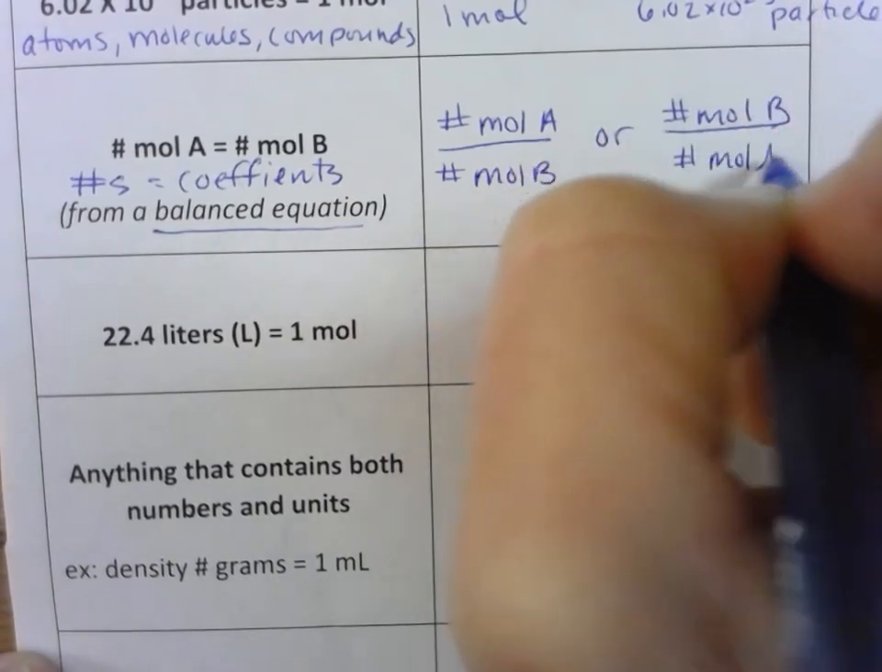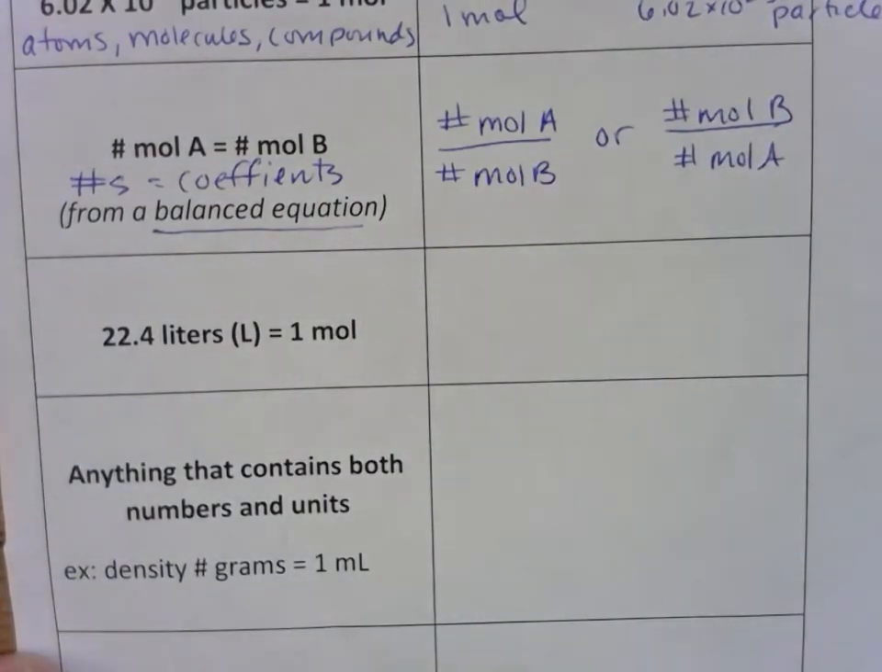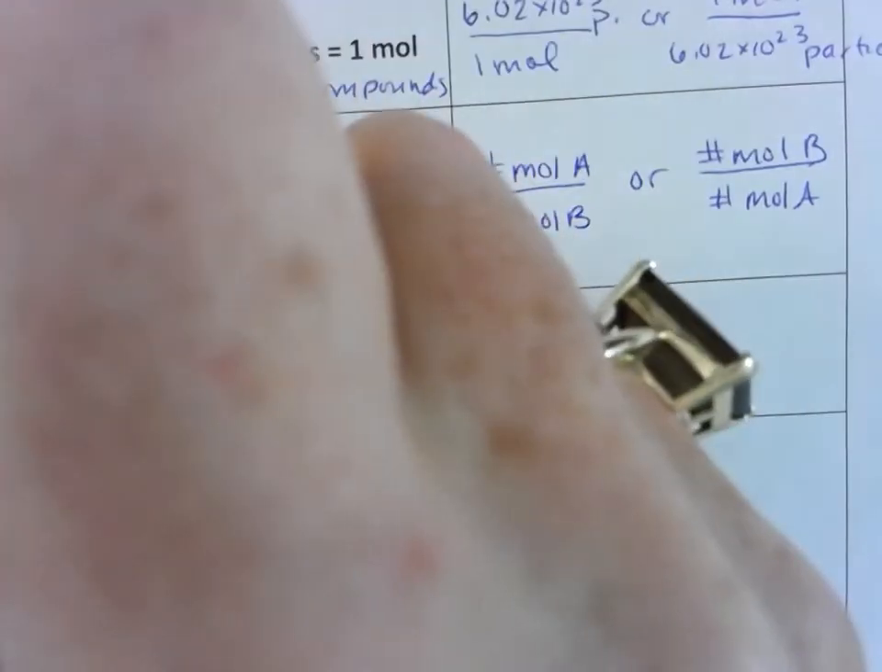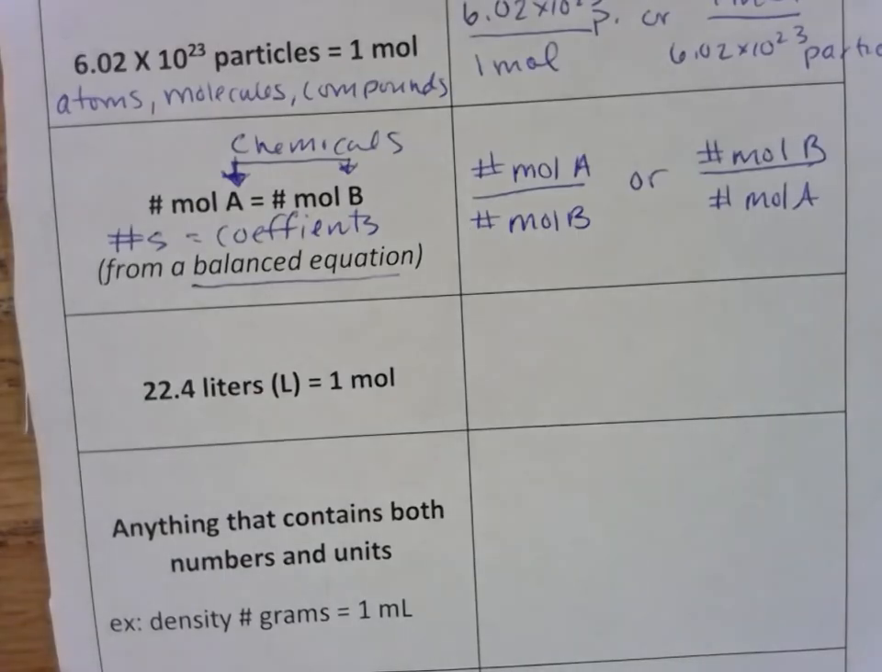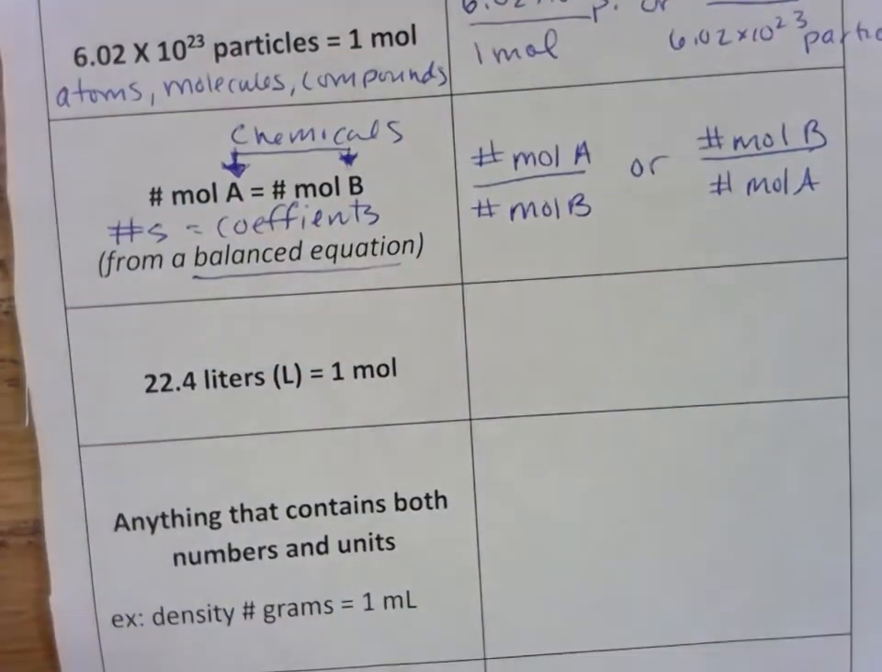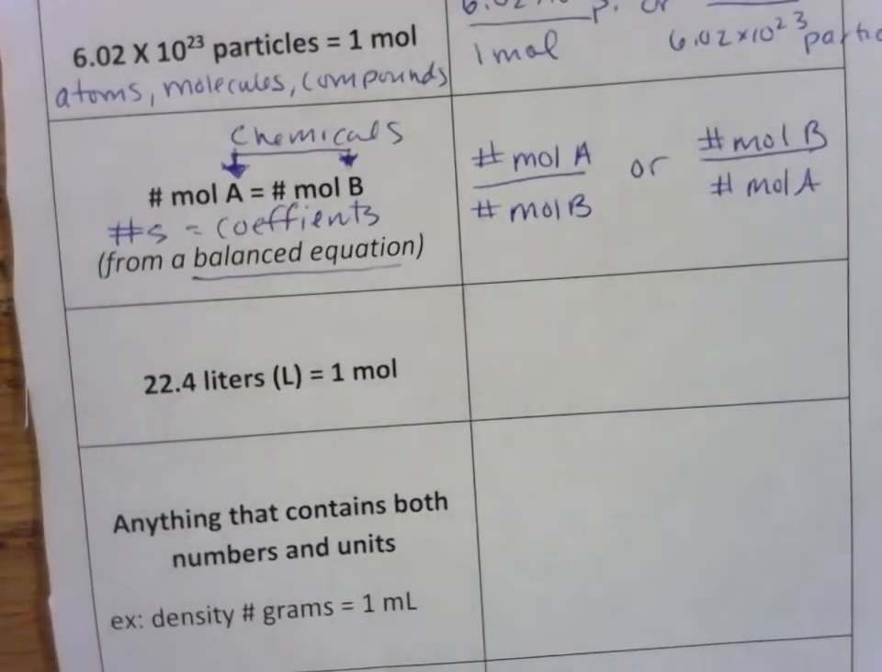And you might wonder what A and B is, and I kind of forgot to tell you that. These are generic placements for chemicals. So these would be chemicals. Right? So it depends on your balanced reaction. There's a zillion different reactions, so we're going to use generic representations for the equivalency.